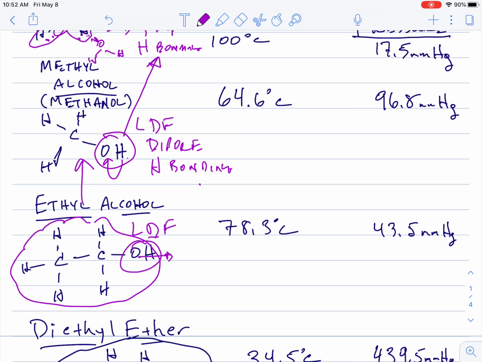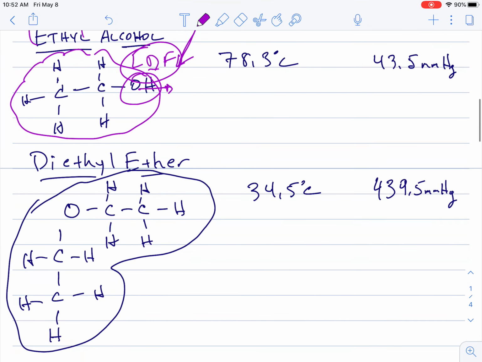Then you've got an OH group, so it's going to have a dipole moment, and it's also going to have hydrogen bonding. So the ethyl alcohol, on balance, is going to have the same hydrogen bonding as the methyl alcohol does. So the hydrogen bonding for these two is going to be the same. This is going to have an advantage in terms of London dispersion forces because it's a bigger electron cloud. And the dipole moment is going to be about the same. So the only difference between these two is the strength of the London dispersion forces.